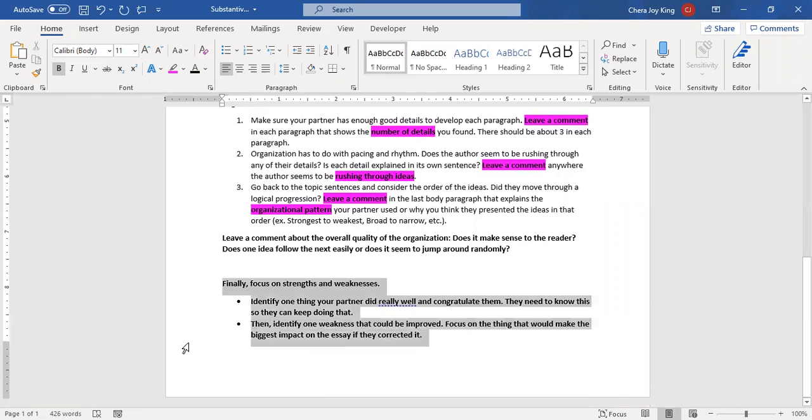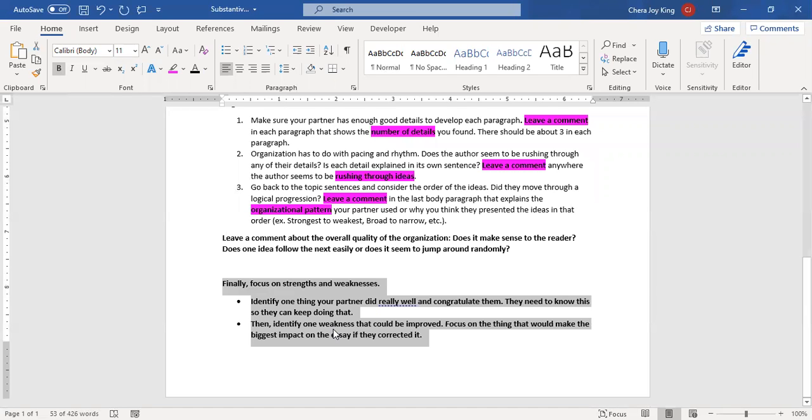But the final thing to do, and this I think is one of the most important things, is just identify one strength and one weakness for your partner. So it's important to find one thing they did really well, make them feel good about it, but also so that they know they're doing that thing well, they can keep doing it and they can maybe build on it and try to enhance it a little bit.